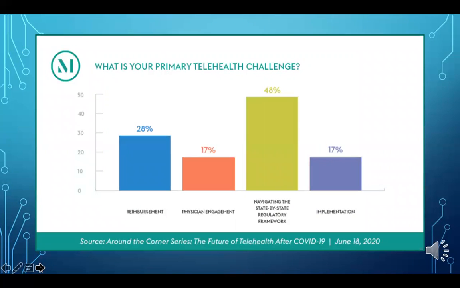So this graph shows the primary telehealth challenges, and there are 4 types of challenges. The first one is reimbursement. 28% of patients think reimbursement is one of the biggest challenges in telehealth. For example, if Medicare or Medicaid or the private health insurance company will pay for the in-person visit the same as the telehealth visit.